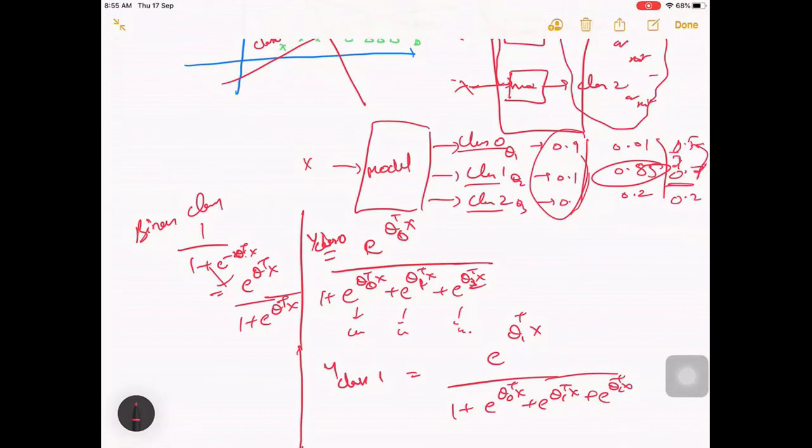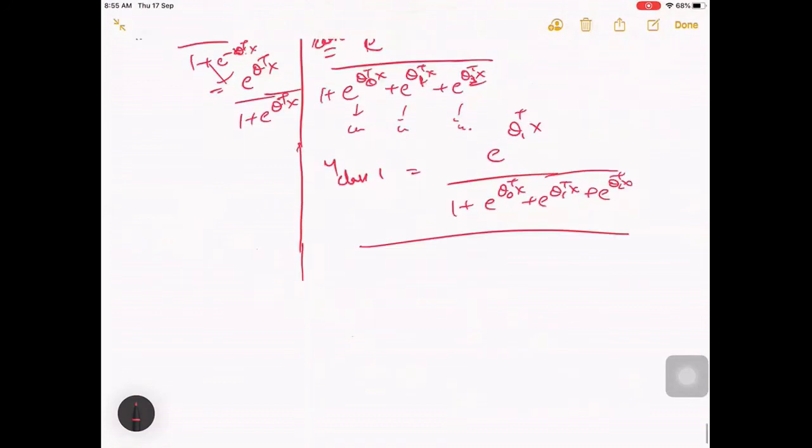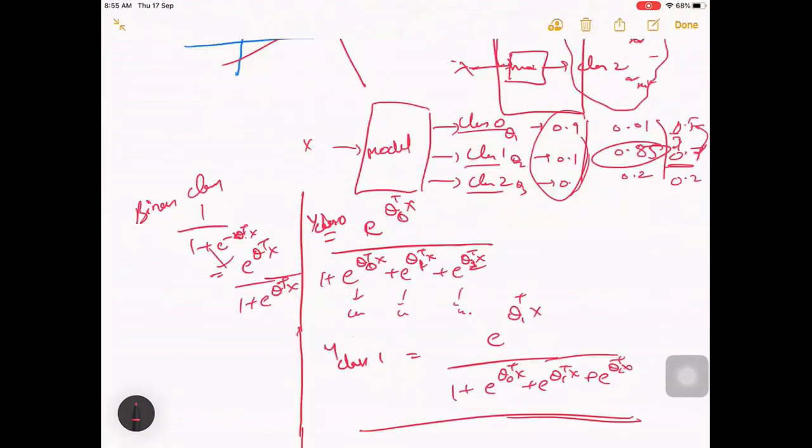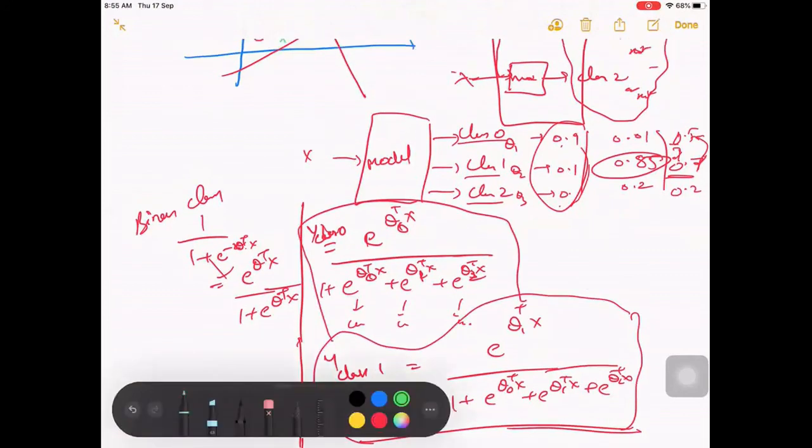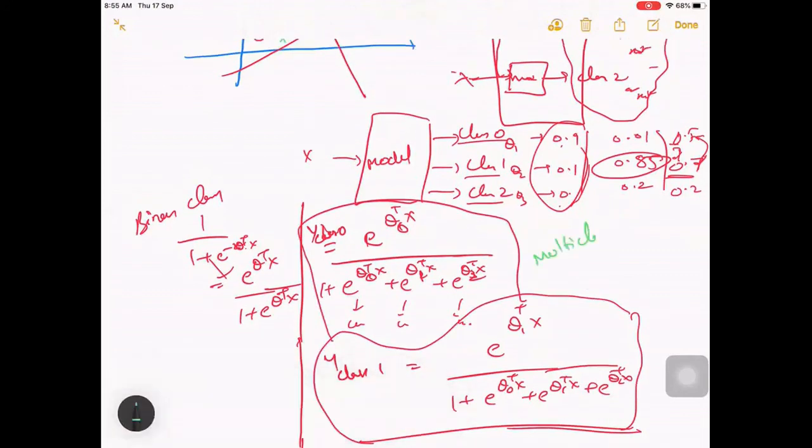But if you do it something like this, your final total sum of probability will be equal to 1. So it will be much more relevant to use these kinds of variables for multi-class classification.